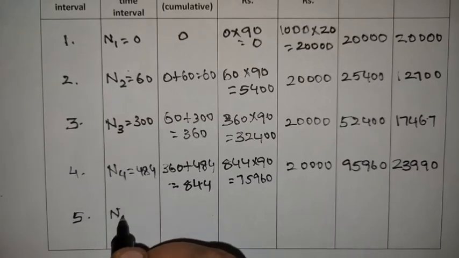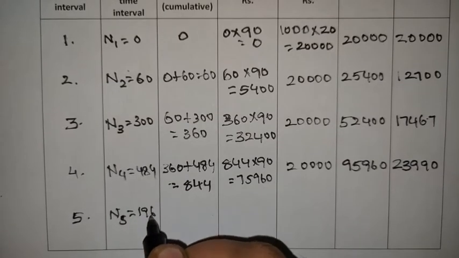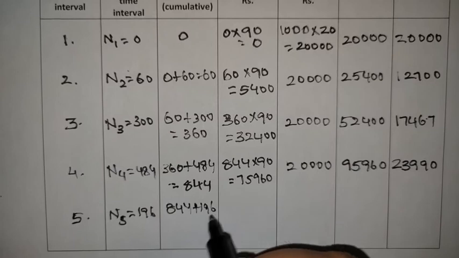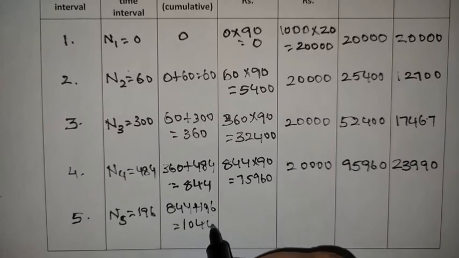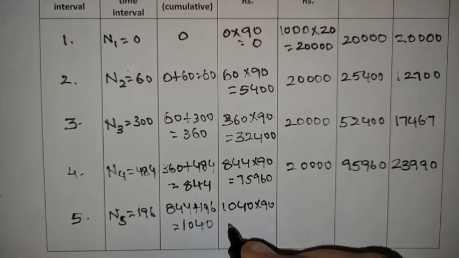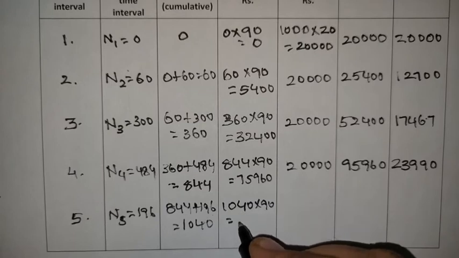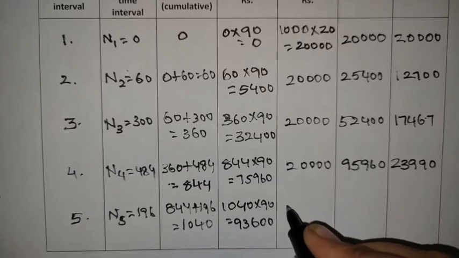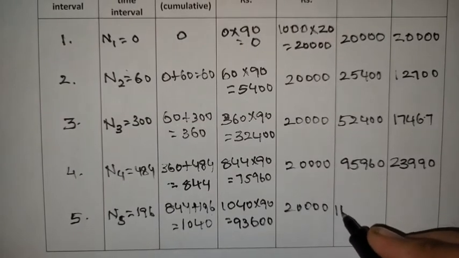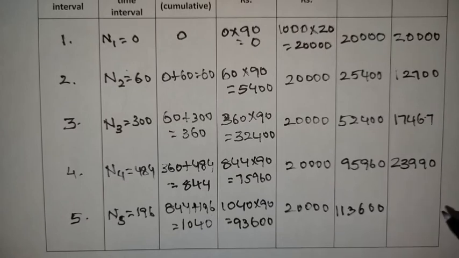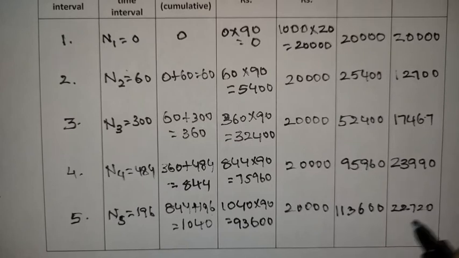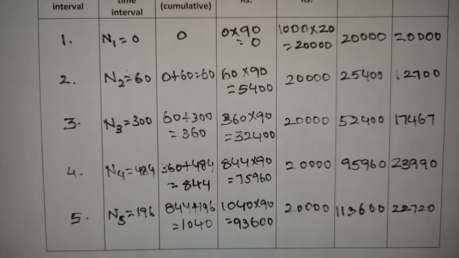Next, let us calculate for the last time interval, the fifth one. Only in the fifth month, the number of items failing is 196. So up to the fifth time interval, 844 plus 196 equals 1040, and the cost of individual replacement is 1040 into 90. So we will get 93,600, and group-wise 20,000. Total cost is 1,13,600, and the average cost is 22,720. That is 1,13,600 by 5.